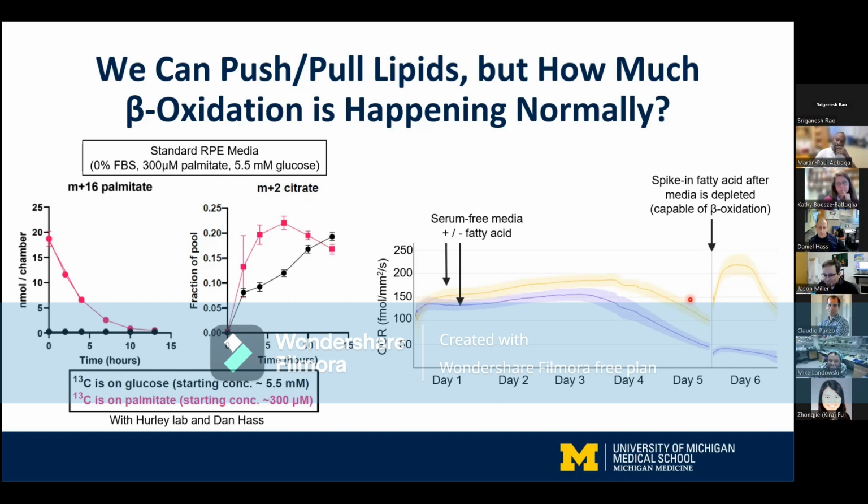Kathy, do you want to go? Sure, I might have the same question as Shri does. So I'm assuming this is serum-free media. Do you have any sense of the level of canonical autophagy between days 2 and 5? And have you done this experiment in the presence of an autophagy inhibitor?